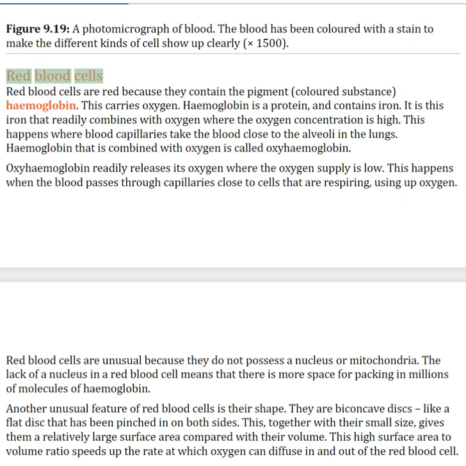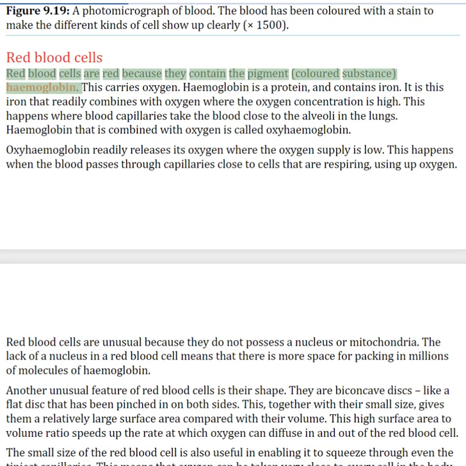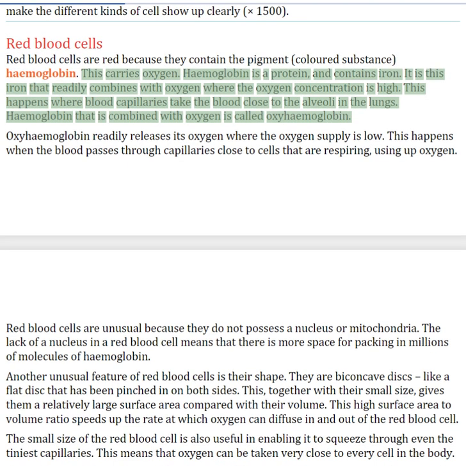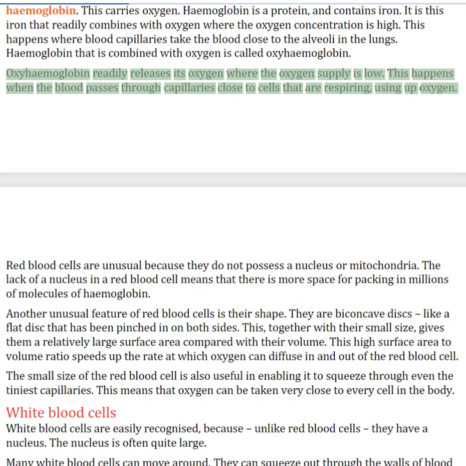Red blood cells. Red blood cells are red because they contain the pigment hemoglobin. This carries oxygen. Hemoglobin is a protein and contains iron. It is this iron that readily combines with oxygen where the oxygen concentration is high. This happens where blood capillaries take the blood close to the alveoli in the lungs. Hemoglobin that is combined with oxygen is called oxyhemoglobin. Oxyhemoglobin readily releases its oxygen where the oxygen supply is low. This happens when the blood passes through capillaries close to cells that are respiring, using up oxygen.